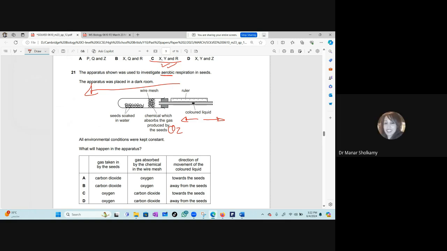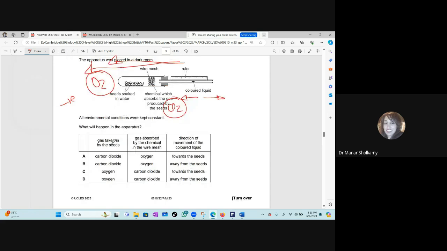Yes. And the seeds, they are doing what? Aerobic respiration. Very good. So in aerobic respiration, the seeds are absorbing which gas? They're absorbing the oxygen. Yes, you are correct. So we have oxygen gas absorbed by the seeds, and we have CO2 gas absorbed by the chemicals. So all the gases in this container are absorbed. This is going to create negative pressure, and it's going to pull the colored liquid towards the seeds. That's why it's going to be moving in this direction.